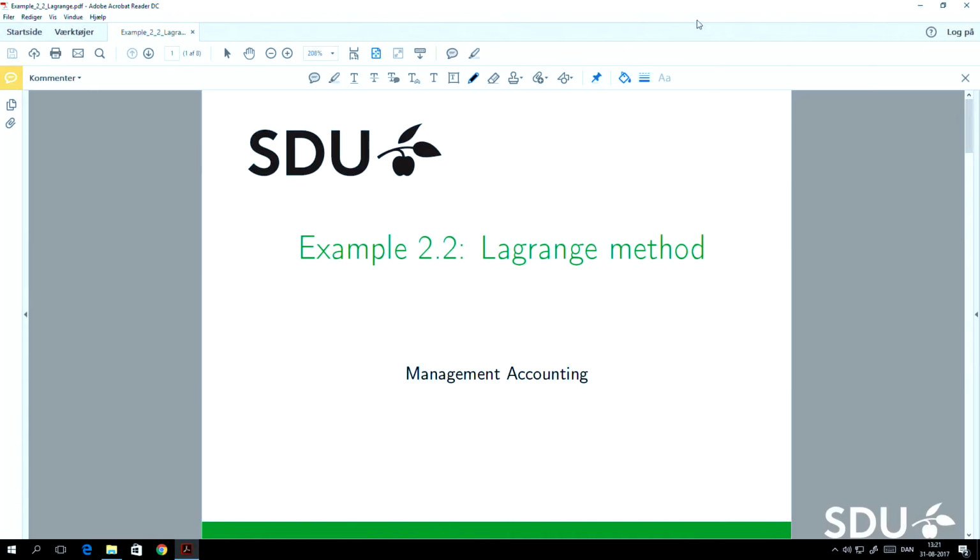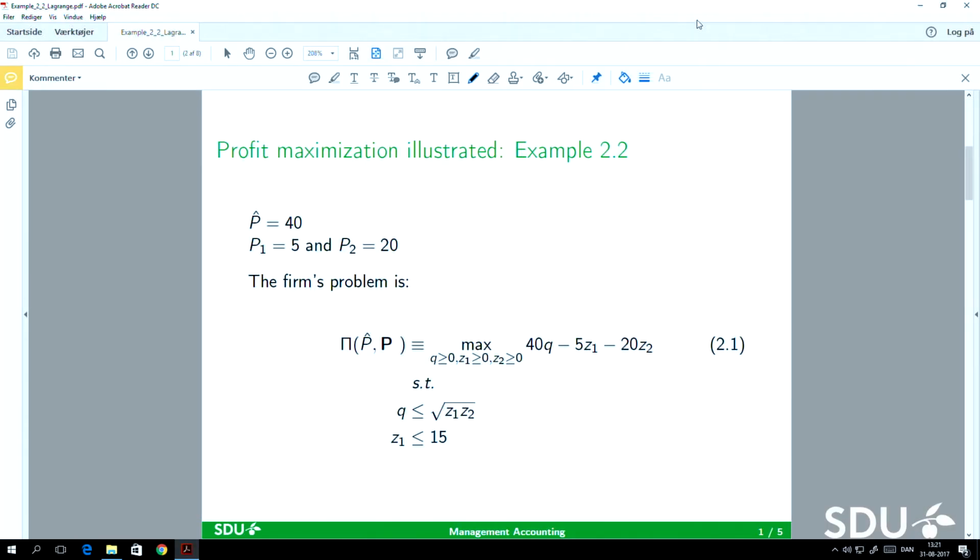Hello, in this video I'm going to apply the Lagrange method to solve the firm's profit maximization problem in example 2.2. This is the firm's profit maximization problem: the total revenue, sales price times the quantity, less the total cost. And we're going to do it subject to the two constraints, the output constraint and the input constraint.